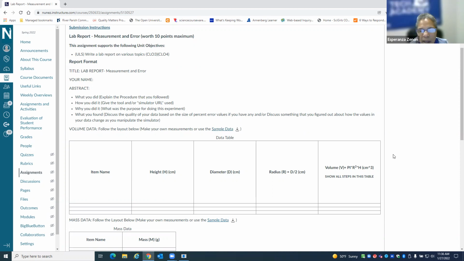Whatever way you want to reproduce it, fine, as long as you follow the layout and structure. I don't care if you handwrite it, type it, whatever floats your boat. It's really up to you. And I try to make submitting your assignments really straightforward here.